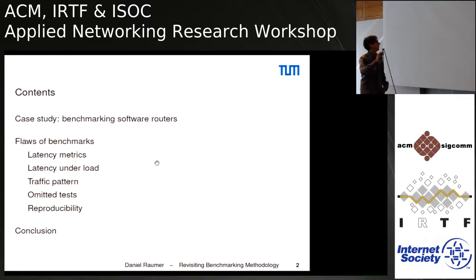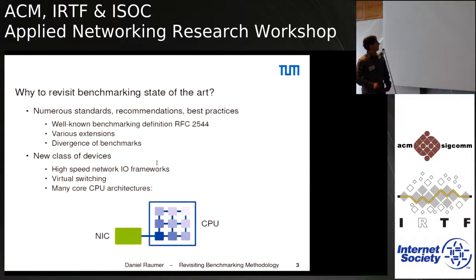My outline is as follows. First, I will say a few words about our case study we performed on benchmarking routers, which are called interconnect devices according to the famous RFC that defines that. Then I will present selected examples that show flaws in the current best practice in benchmarking. And I will derive some conclusions and propose some things that we think we can improve.